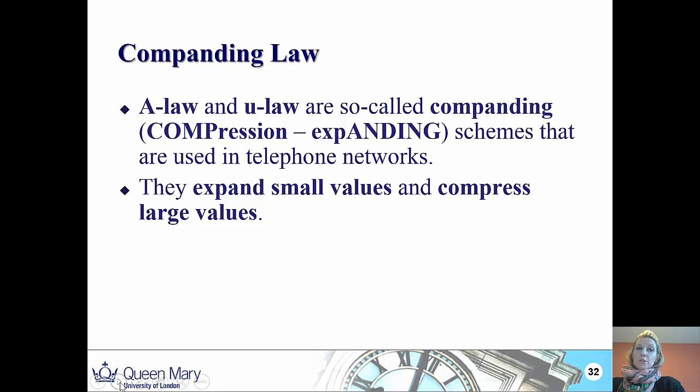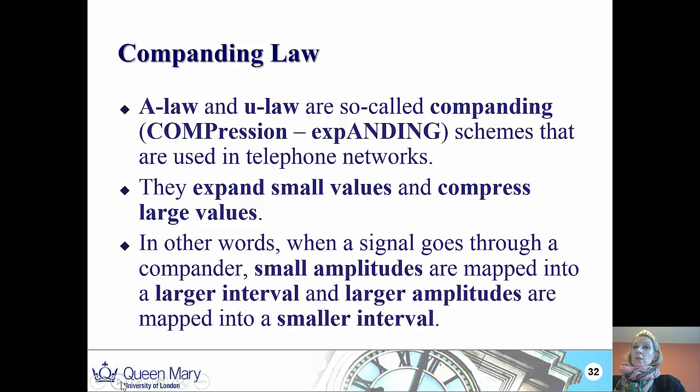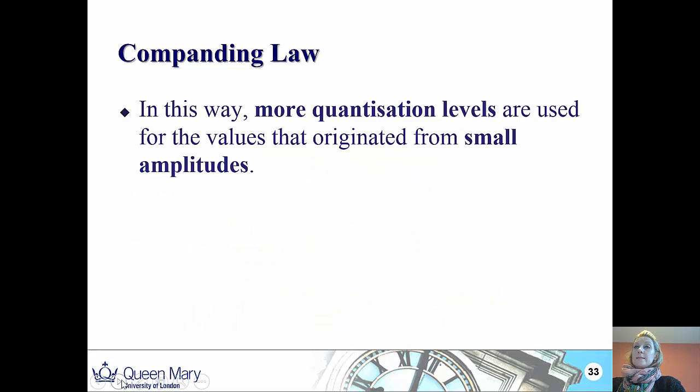Larger amplitudes are mapped into a smaller interval range, and our smaller amplitudes are mapped into a larger interval range. So when a signal goes through a compounder, small amplitudes are mapped into a larger interval, and the larger amplitudes are mapped into a smaller interval. We'll see what this means in the next slide.